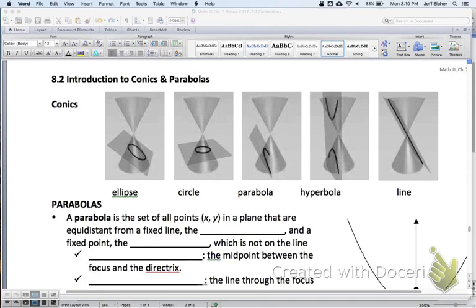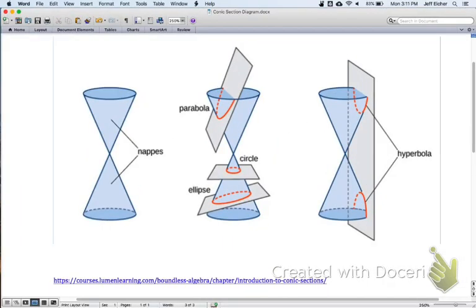So in this chapter, Chapter 8, talking about conic sections, in these notes you have pictures of the 4 different conic sections. You have an ellipse, a circle, a parabola, and a hyperbola. I found a little more colorful diagram online. So I want to explain why they're called conic sections.